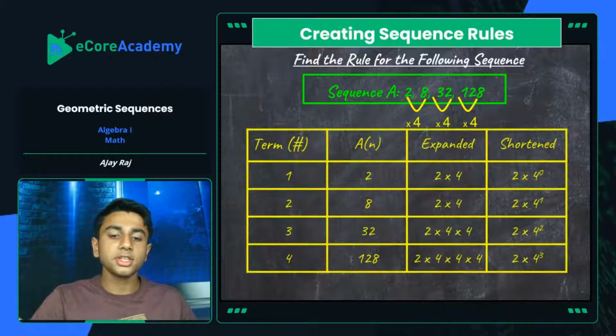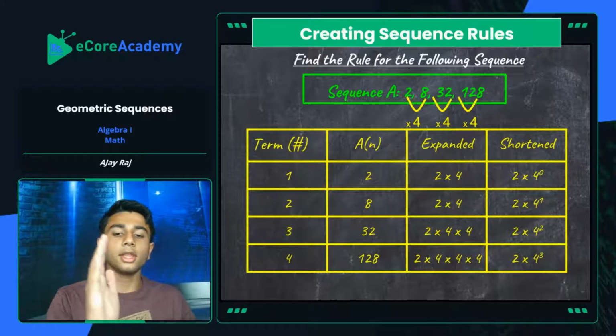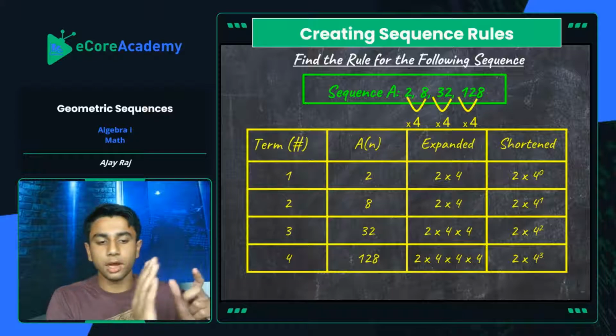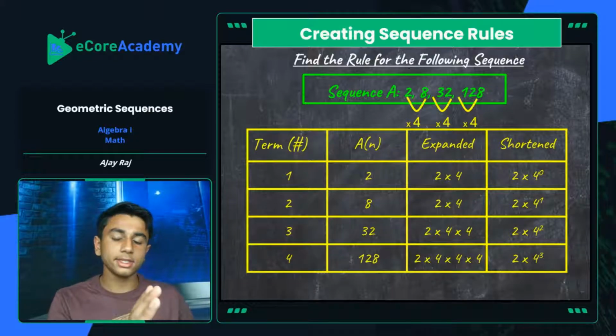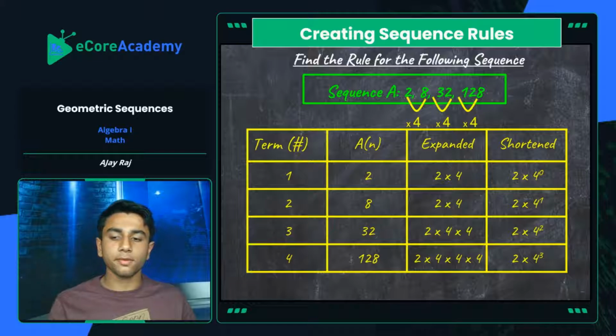So here's the table. On the left-hand column, we have our term number. Second from the left, coming towards your right side, is the a of n column. That's the number you're looking for, whatever number is being identified in the sequence, in this case whatever is given in sequence A. Then we have our expanded form and then our shortened form, describing an exponential format.